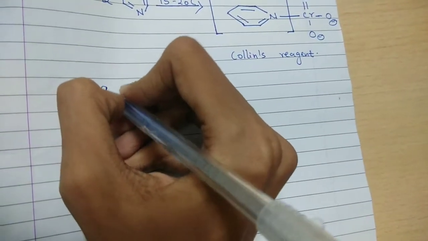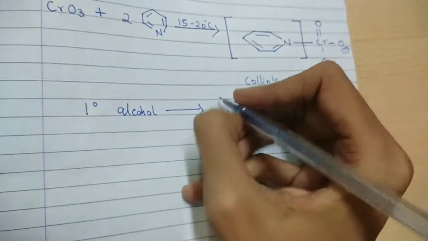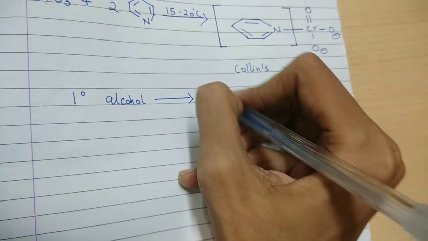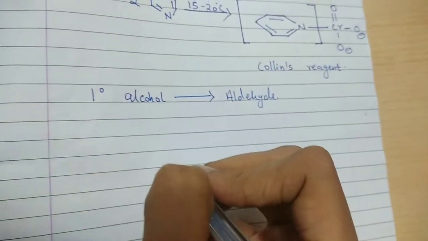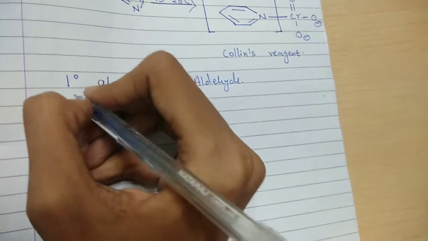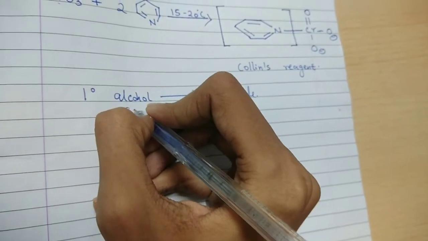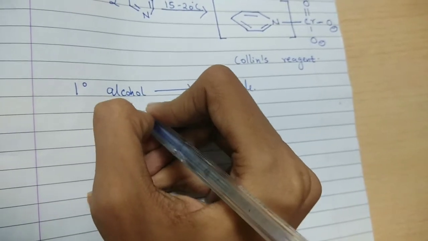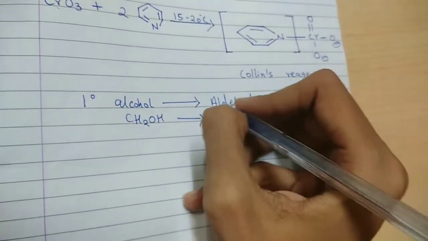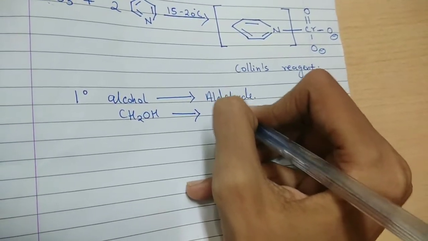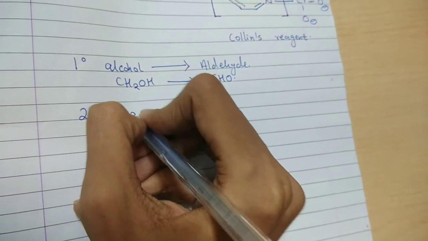It is exactly similar to Jones reagent. In Jones reagent we had primary alcohols giving aldehydes. That means CH2OH will become CHO. So primary alcohols, that is whenever I have CH2OH, that will turn into CHO, which is nothing but my aldehyde.